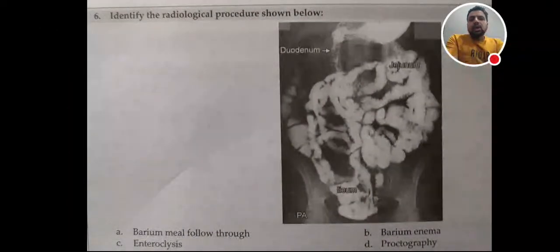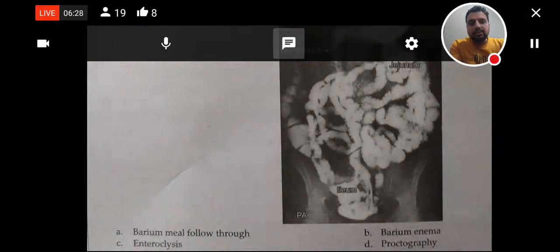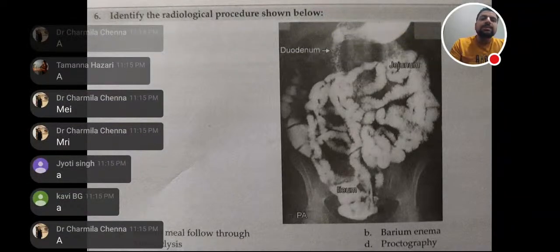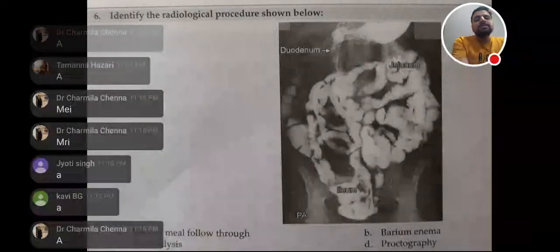Now, identify the radiological procedure shown below. Barium meal follow through, enteroclysis, barium enema, proctography. So which one is the best answer here? What is the single best answer in this scenario? This is barium meal follow through. Absolutely right. So I'm going to explain what is barium enema.